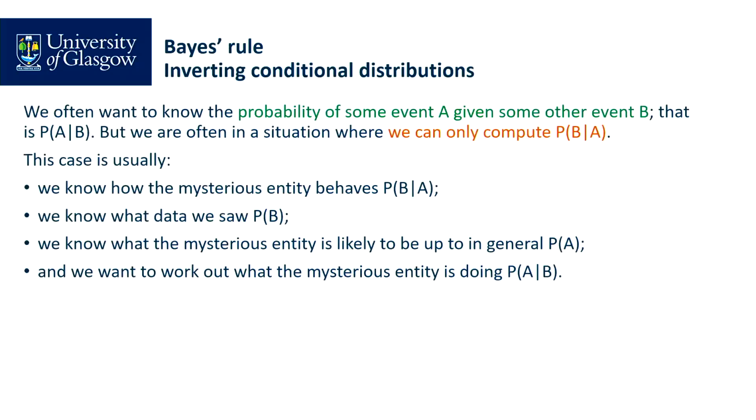So what is Bayes' rule? From a very practical perspective, we often want to know the probability of some event A given some other event B. Okay, that would be the probability of A given B. So for example, the probability of having the plague if the test was positive. But often we're in a situation where we can only compute the probability of B given A. So for example, the probability of the test being positive if we actually have the plague.